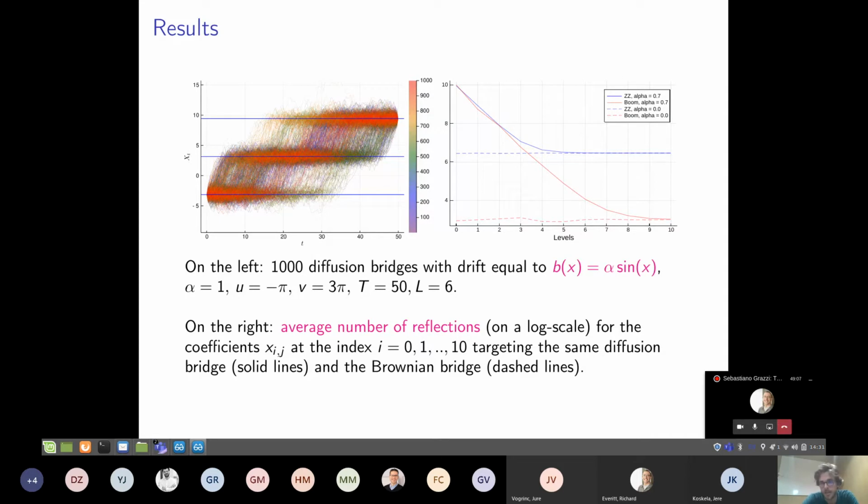So you see the solid lines both converge to the dashed line, meaning that after a certain level, the coefficients will be approximately IID Gaussian random variables. So basically, this experiment is just to say that while the Zig-Zag deteriorates if we increase the truncation or the resolution of the diffusion bridge, the Boomerang sampler does not deteriorate. So we can increase it almost as much as we want.